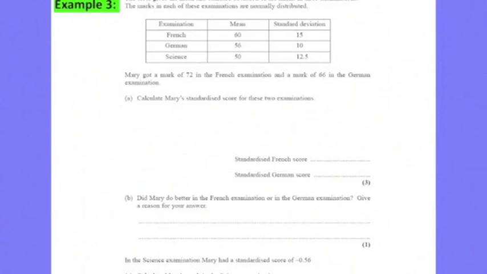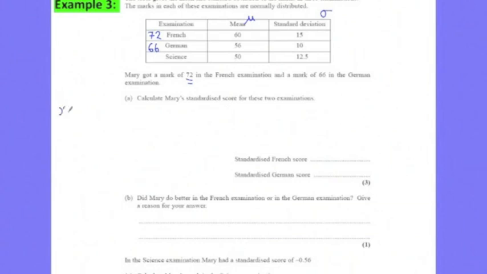Example number 3 here. The table gives the mean and standard deviation of the marks in 3 examinations. The marks in each of these examinations are normally distributed. Here we've been given the mean and the standard deviation, sigma. Mary got a mark of 72 in the French exam, and a mark of 66 in German. We're asked to calculate Mary's standardized scores for these examinations.